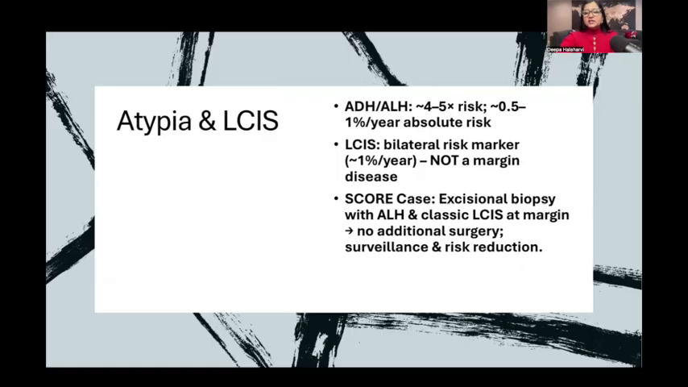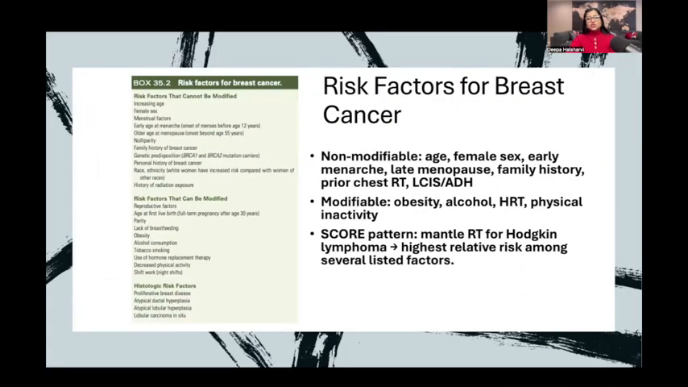It also gives us an opportunity to talk about risk reduction, not only with imaging, but also with anti-estrogen medication. I guess the question seen on the SCORE is at the excision with ALH, ADH, or LCIS. If it's on the margin, you don't need additional surgery. They do need surveillance and risk reduction.